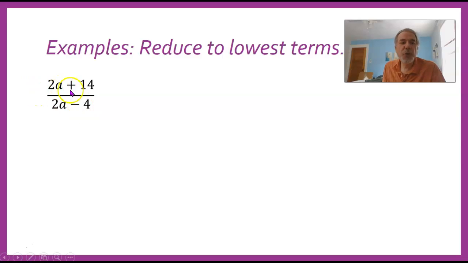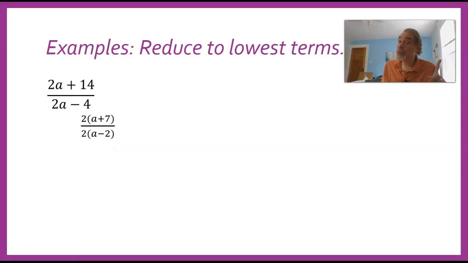How about this one? 2a plus 14 over 2a minus 4. Same strategy. Start by factoring the numerator and the denominator if we can. So in the numerator, looks like I can pull out a 2. And in the denominator, there's also a common factor of 2. So when I factor those out, we get 2 times a plus 7 over 2 times a minus 2.